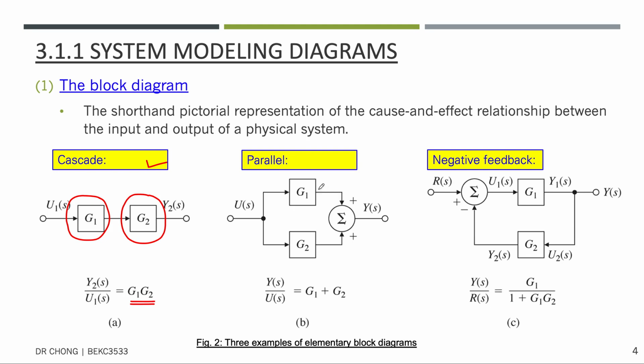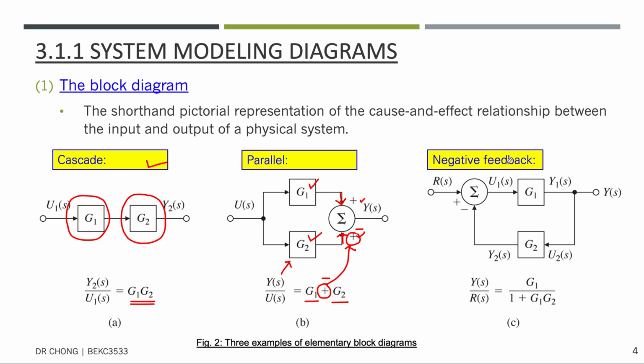Parallel arrangement is when you have the first subsystem and a second subsystem, G1 and G2, arranged in parallel, and you see the arrows go to one summing point, plus or minus. The summing point is important. So this arrangement is called parallel. The transfer function for a parallel system is G1 plus G2. Why plus? Because here is plus. If it is negative, then it is G1 minus G2.